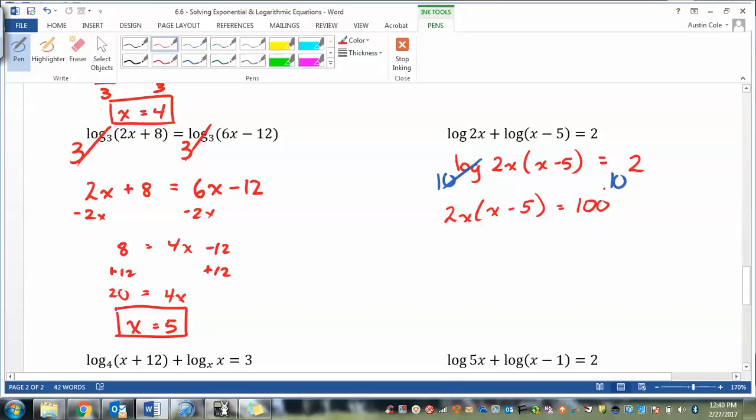Where do I go from here, though? Yeah, let's distribute. So I'm going to get 2x times x. That's going to give me 2x squared. 2x times negative 5 is going to give me negative 10x. And then this is going to equal 100.